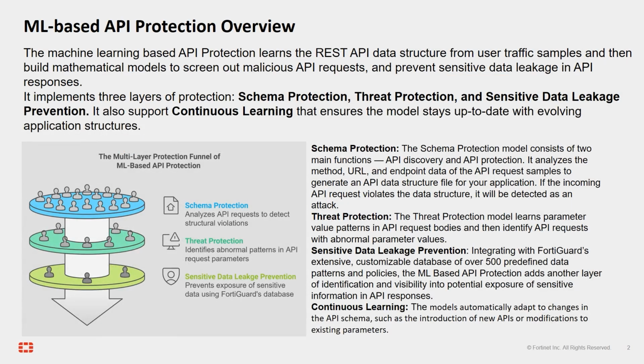APIs are the backbone of modern applications, but they are also a prime target for attackers. Machine learning-based API protection addresses this challenge by learning the REST API data structure from user traffic, building mathematical models that screen out malicious requests and prevent sensitive data leakage in API responses. FortiWeb provides 3 layers of robust security that evolves with your APIs: schema protection, threat protection, and sensitive data leakage prevention. Now, let us show you how machine learning is transforming API protection.